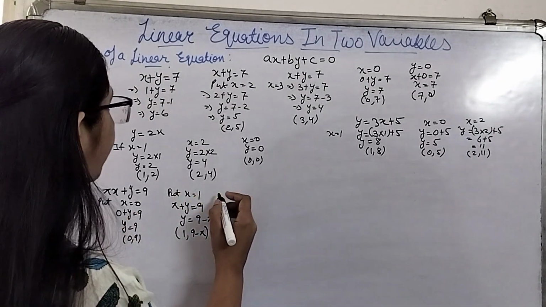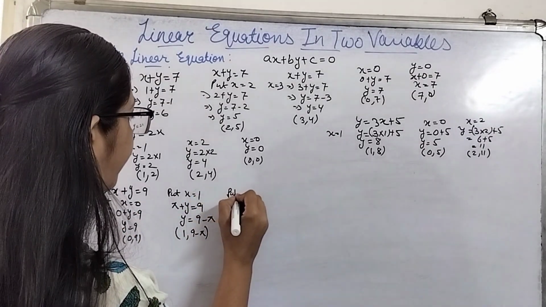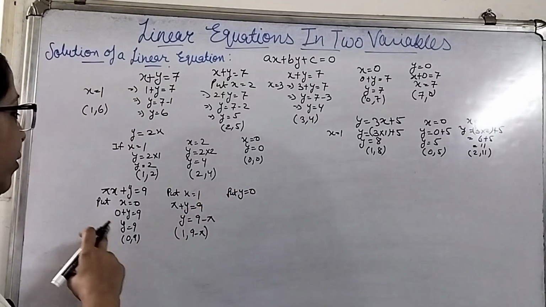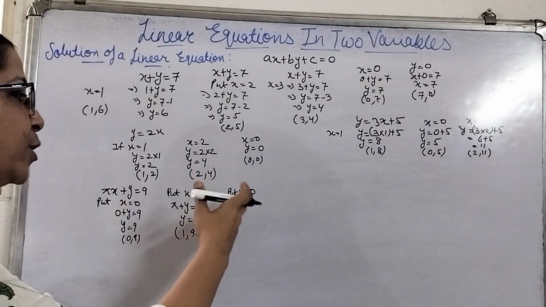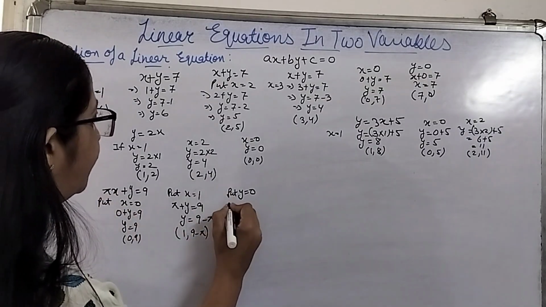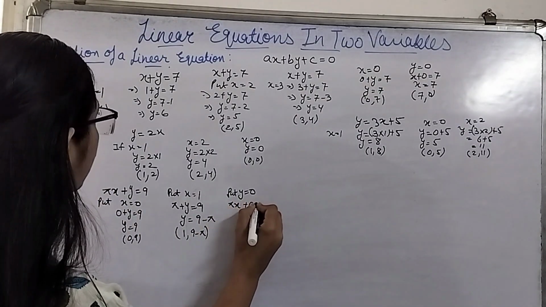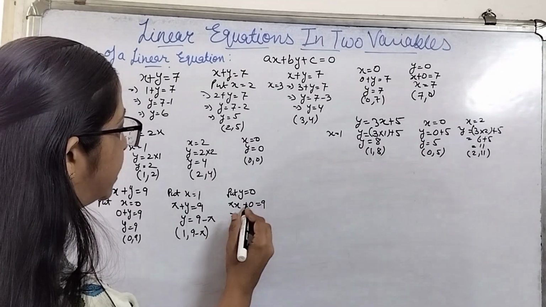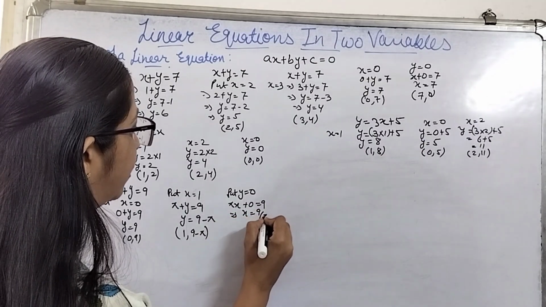If I keep y equal to 0, because it is very easy, we can take x equal to 0 and y equal to 0 one time. So this equation will become pi x plus 0 equal to 9, or we can say x will be 9 upon pi.